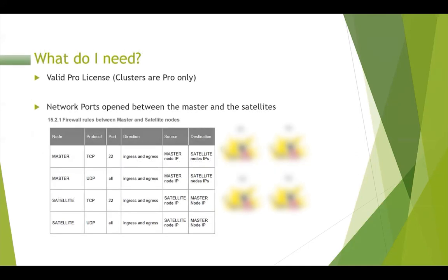What do you need in order to run an EVE cluster? Well, first of all, you need a valid Pro license because clustering is Pro only. And of course, you need some communication between your master node and the satellite nodes. This is listed here, and it is also written in the official EVE cookbook. This is just a screenshot that I took, and that is everything that the master and the satellite need.